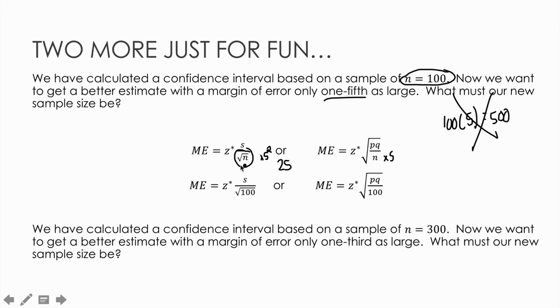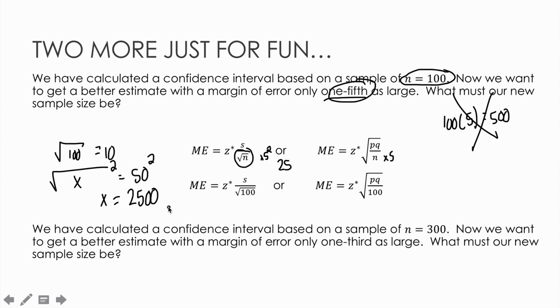So here I know that the square root of 100 is 10, and I need 10 to be 5 times larger because it's the denominator, which means I'm dividing, which means that's going to make this value smaller. So I need the square root of what equals 10 times 5, or 50. And then of course the answer to that would be found by squaring each side. So x would be 2500.